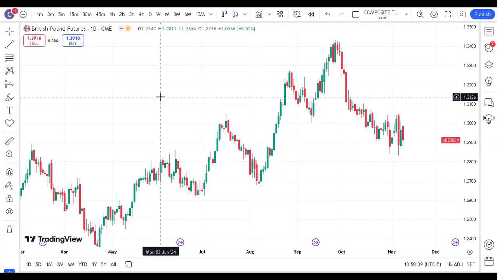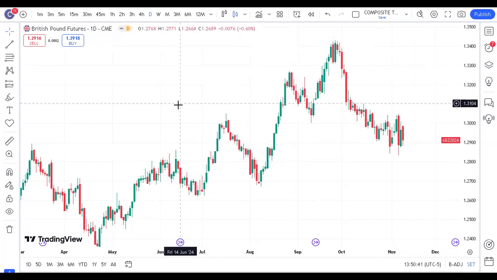Yo guys, here is a recap of the GBP. This is a future, so I'll just switch to GBPUSD. And if you remember very well, on Friday we were looking for a short position on the GBPUSD, but our position was never activated.